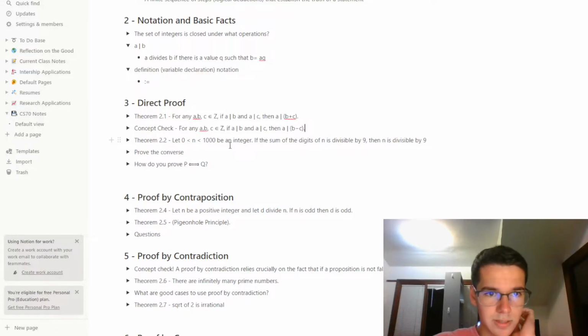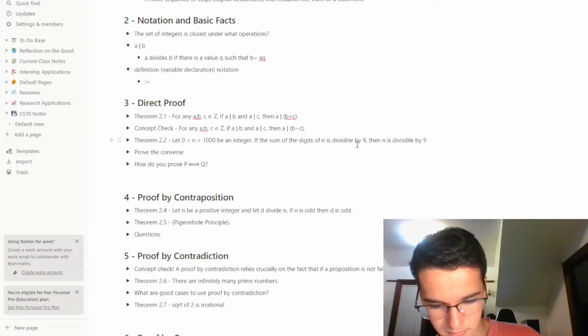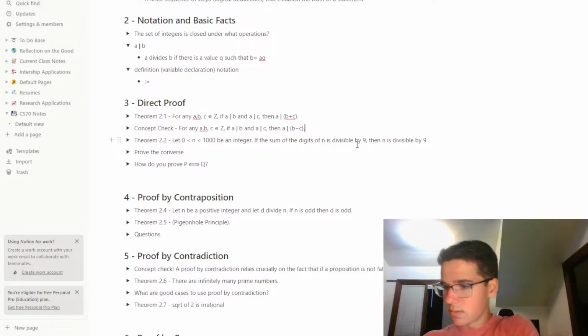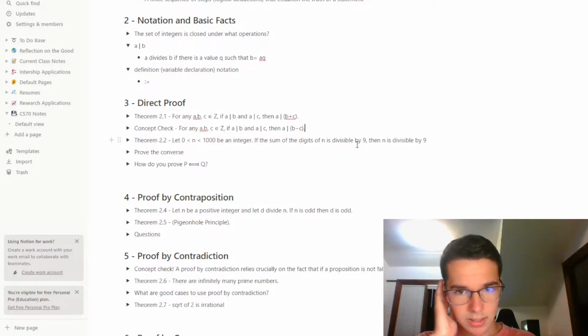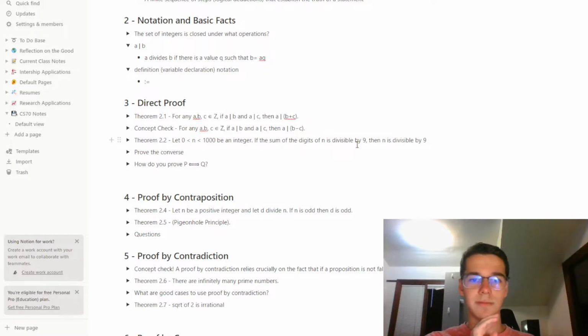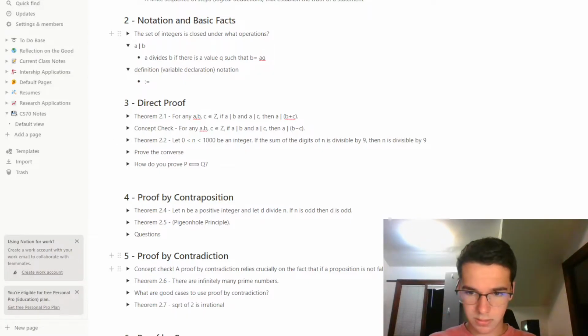Let's see. The next one is: let n be an integer from 0 to 1000, in that range. We're going to say if the sum of the digits of n is divisible by 9, then n is divisible by 9. I'm going to go through this one, and then I'm going to prove the converse, which states that if n is divisible by 9, then the sum of the digits of n is divisible by 9. So let me just go through the first one.